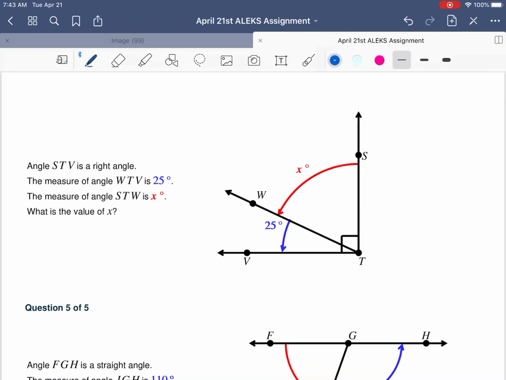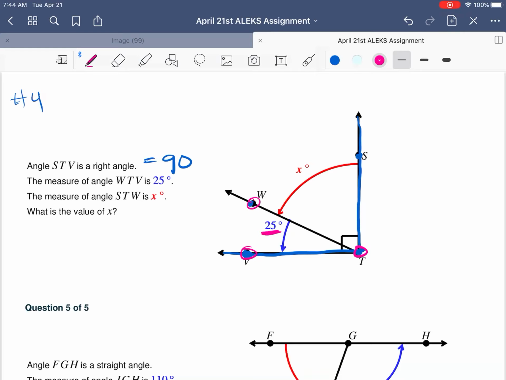And this one's number 4. Angle STV right here is a right angle. So remember, a right angle equals 90 degrees. And the measure of W, T, and V is 25. Okay, so we know that.